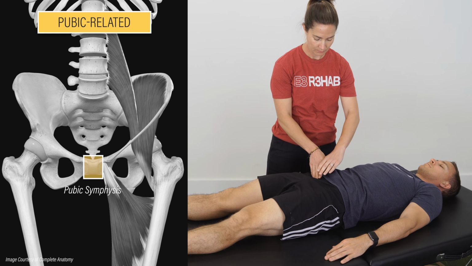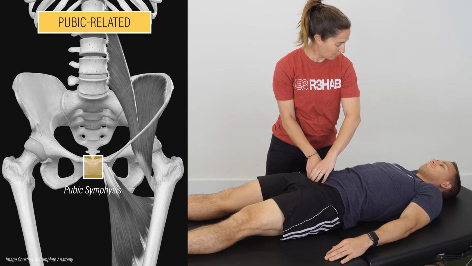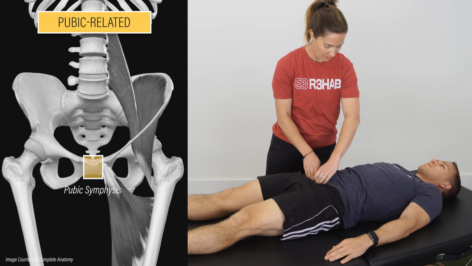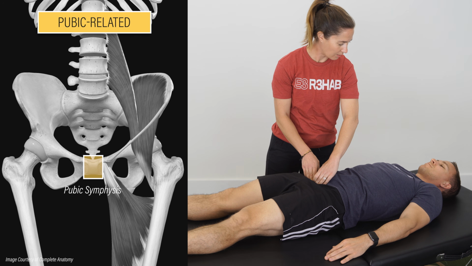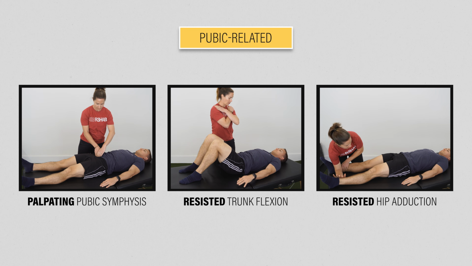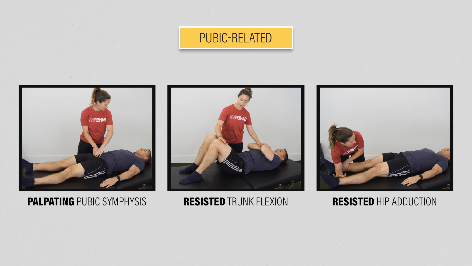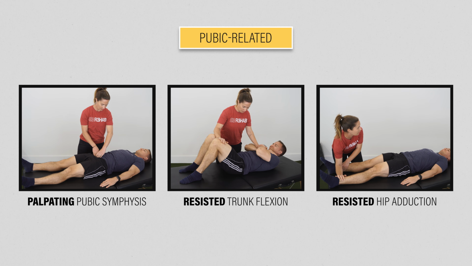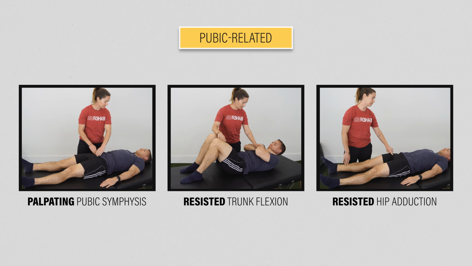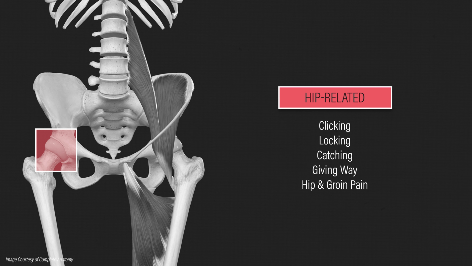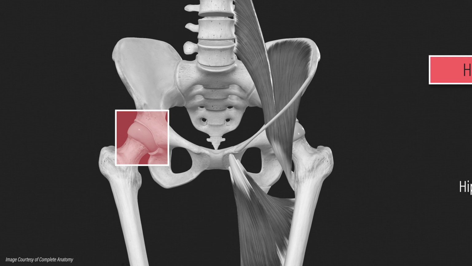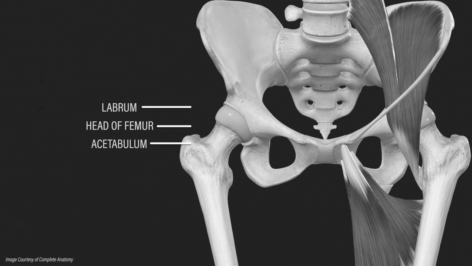Pain at the pubic symphysis, which is where the left and right sides of your pelvis come together, and the bones next to it, is the hallmark sign of pubic-related groin pain. There are no specific resistance tests for pubic-related groin pain, but it can be more likely if both resisted trunk flexion and resisted hip adduction reproduce symptoms in the pubic area. Hip-related groin pain may be associated with clicking, locking, catching, or giving way, in addition to hip and groin pain. Potential sources of hip-related groin pain could be any part of the hip joint, including the labrum, acetabulum, or femoral head.